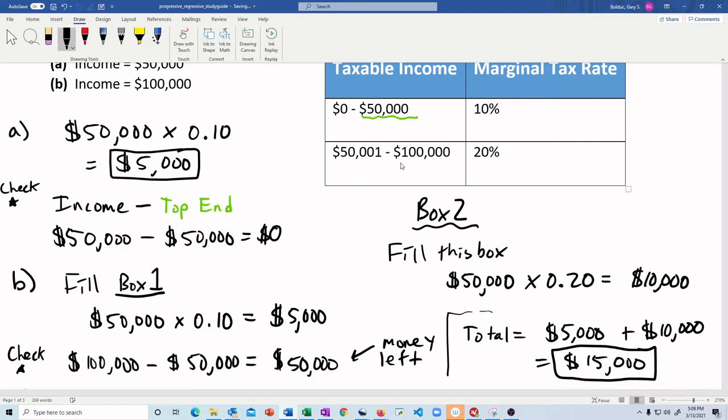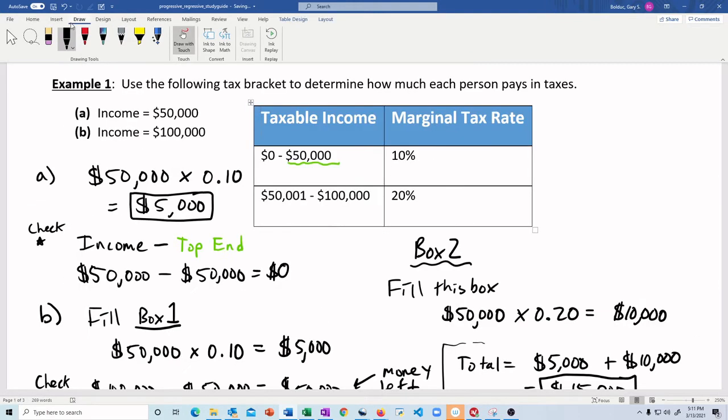And that's always your last step in these problems. You find how much you have to pay for each individual box that you get money into, that you fill some of it. Then you just add those up. So this is how this works. You fill up the first box, hit it with 10% in this case. Do you have money left over? Okay, put it into the second box, hit it with 20%. Do you have money left over? Go to the next box, and then keep going until you run out of money.